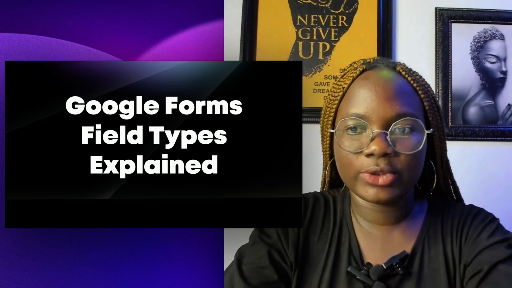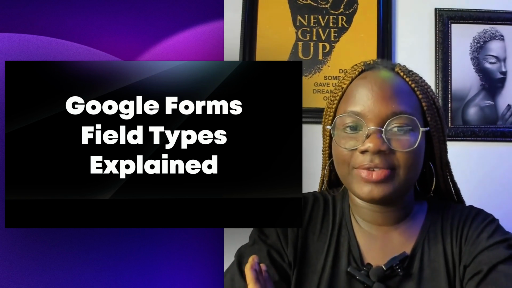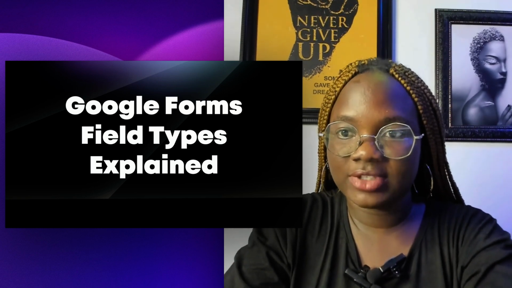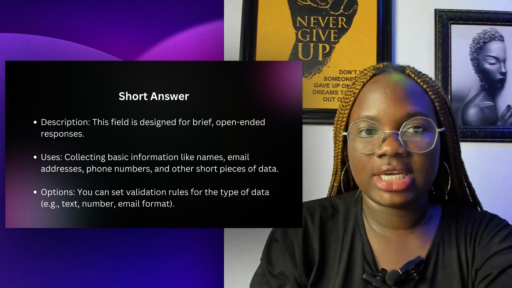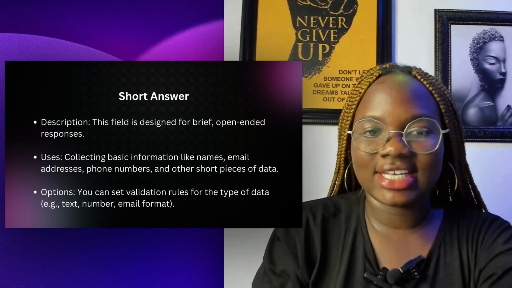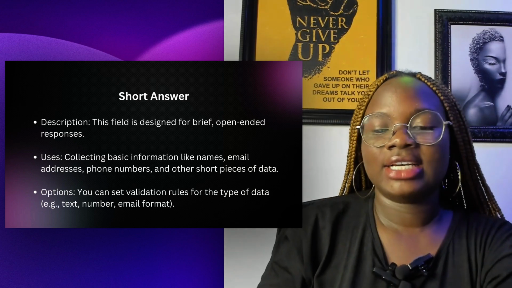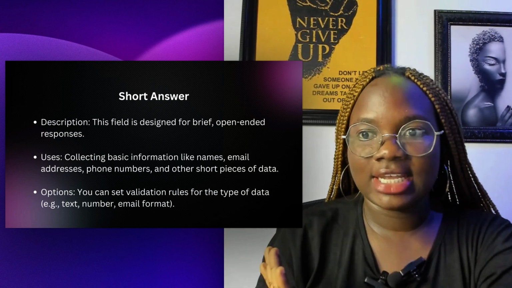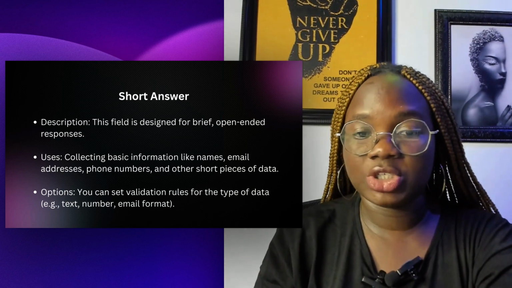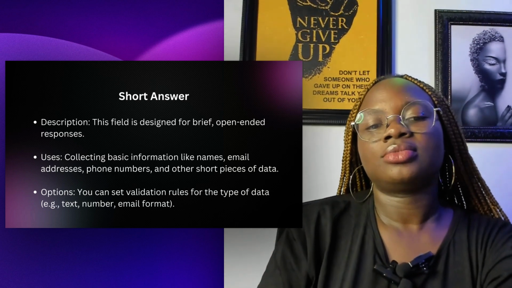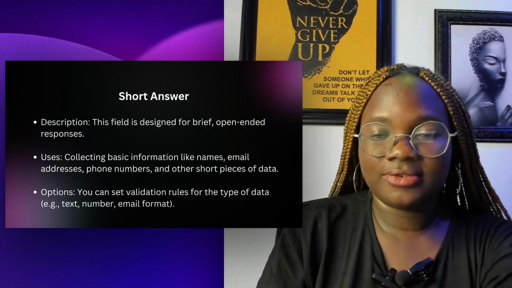Okay, so right now I want to explain each of those fields one after the other so that we can have a very good understanding of how each of those fields work. And the first field we saw in Google Forms is short answer. So short answer is just for brief responses, for asking the name, the email, just a short piece of information, and that's all. And you can customize it to accept text, numbers, and email format.